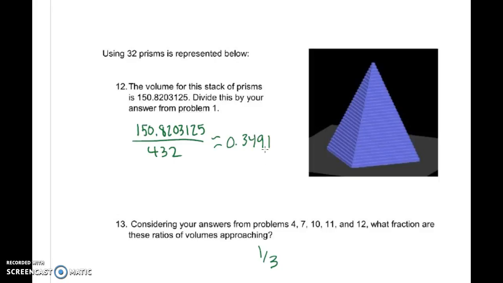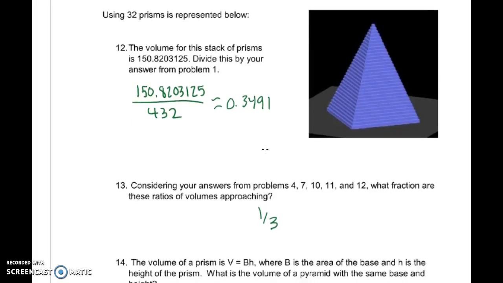What we want to know then is, using those numbers that we have, it looks like they're approximating 1/3. If we added more and more prisms, eventually we get pretty close to 1/3, to be indistinguishable. So what that's telling us is that the volume of the pyramid is 1/3 the volume of the prism that we used as our original approximation.